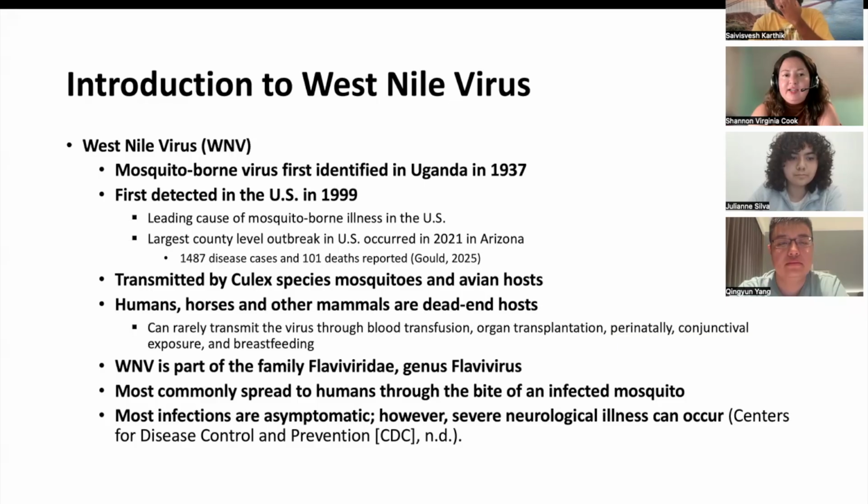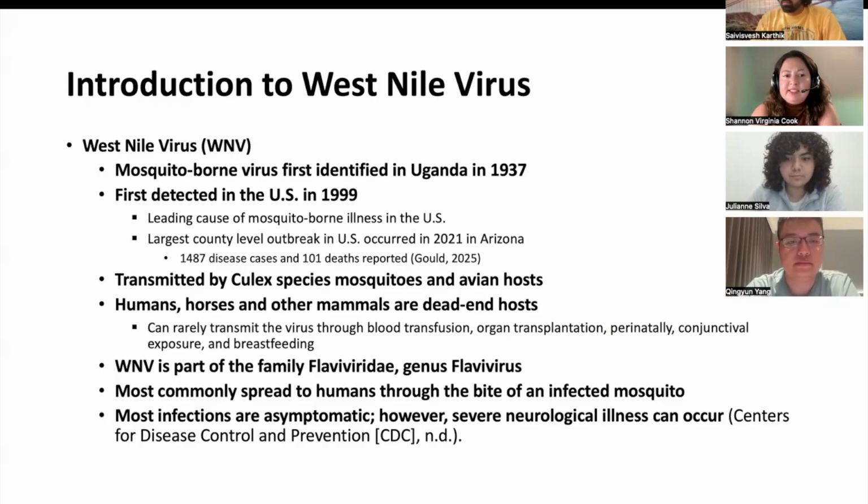It was first detected in the United States in 1999 and remains the leading cause of mosquito-borne illness in the U.S. The largest county level outbreak in the U.S. occurred in 2021 in Arizona, where there were 1,487 disease cases and 101 deaths that were reported.